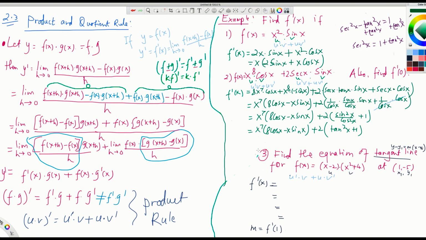So the final answer is x to the 7, 8 cosine of x minus x sine of x plus 2 secant square x.